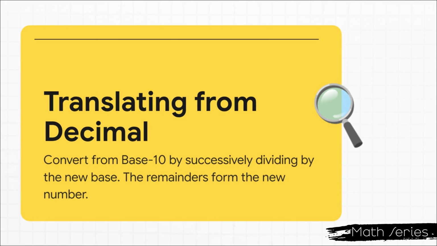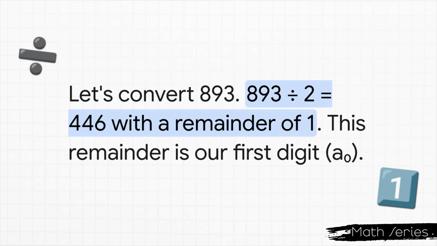Now, let's go the other way. How do we translate our numbers into a new base? This uses a really cool and really powerful technique. All you need to know is how to divide. We're just going to keep dividing our number by the new base over and over and pay very close attention to the remainders. Okay, let's convert the number 893 into binary.